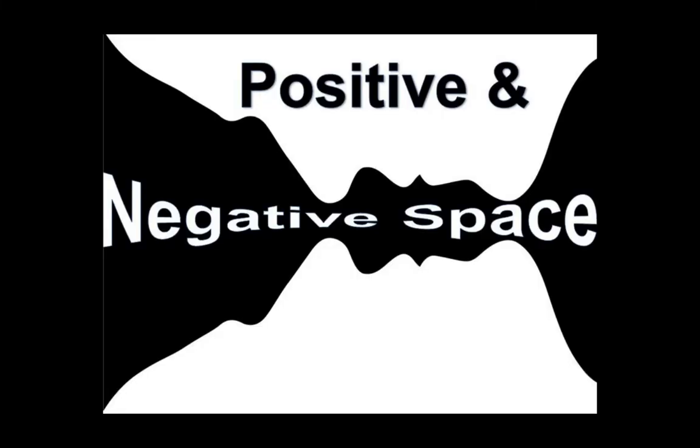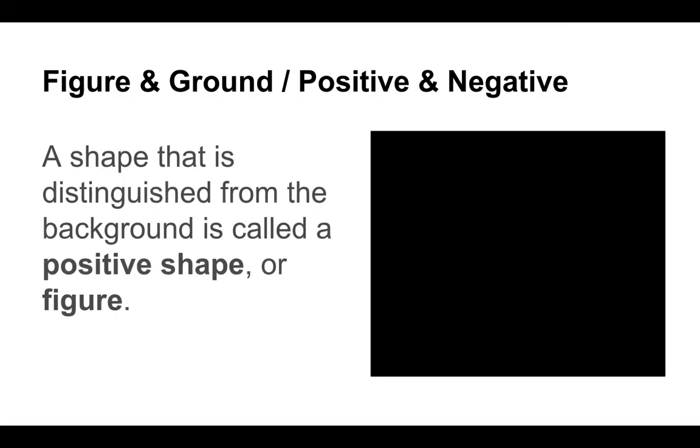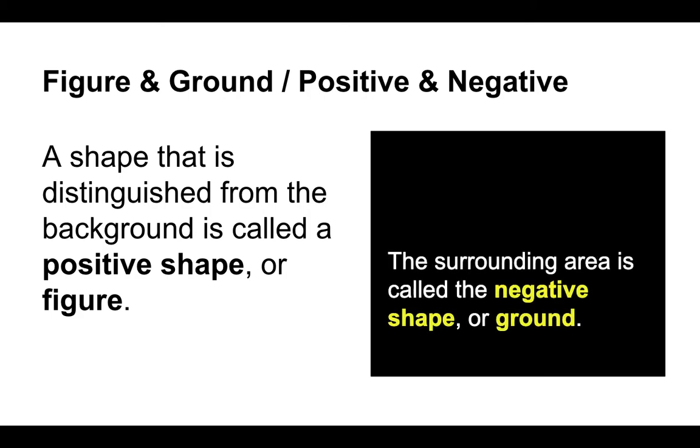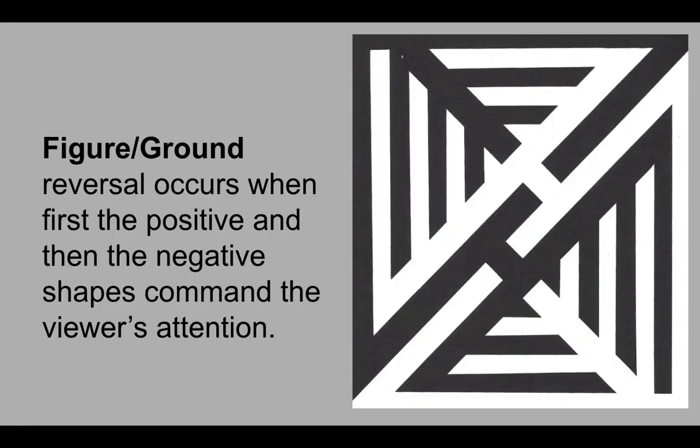Let's take a moment now to analyze how shapes interact with each other by looking at positive and negative space. A shape that is distinguished from the background is called a positive shape, or a figure, while the surrounding area is called the negative shape, or ground. In figure ground reversal, this phenomenon occurs when first the positive and then the negative shapes command the viewer's attention.